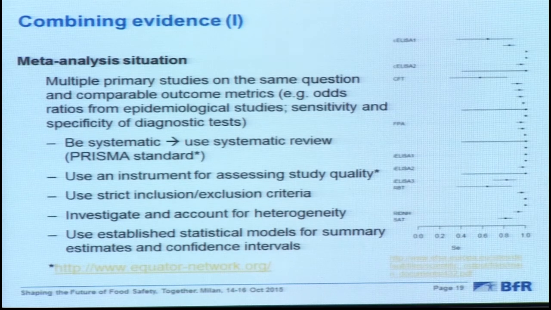A final word about combining evidence. I think we have to differentiate two situations. If we are in a meta-analysis situation, then we deal with multiple primary studies of the same question with comparable outcome metrics like odds ratios of epi studies. We have to follow certain rules. We have to be systematic, and there's guidelines around how to be systematic. We use instruments to assess quality. We use inclusion, exclusion criteria, etc. But at the end, we have something like an evidence integration based on a statistical approach.